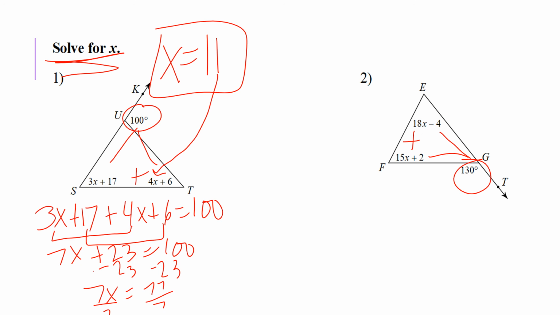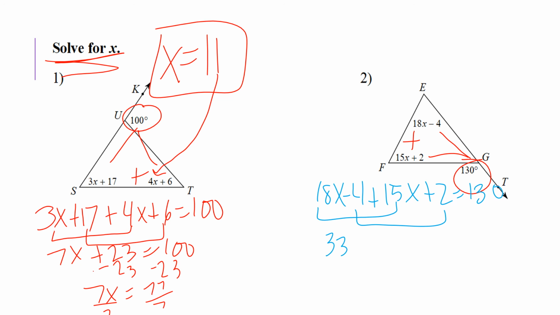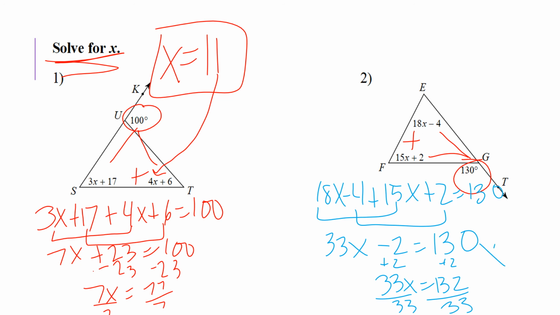So then for number 2, you're going to do the same thing. 18x minus 4 plus 15x plus 2 equals 130. And then combine like terms. So 18x and 15x is 33x. Negative 4 and 2 would be negative 2. And then add 2 to both sides. So you get 33x equals 132. And then divide by 33. And you get x equals 4.